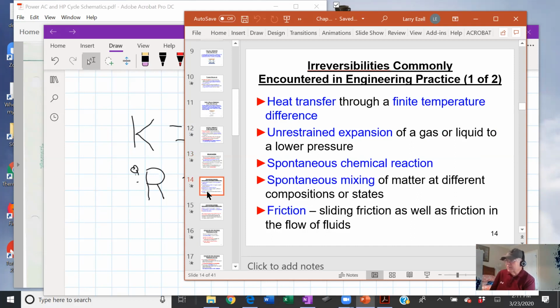Okay, here's some types of irreversibilities. I mentioned some: heat transfer through a finite temperature difference, and unrestrained expansion of a gas or a liquid to a lower pressure. All right, let's talk about those first two.